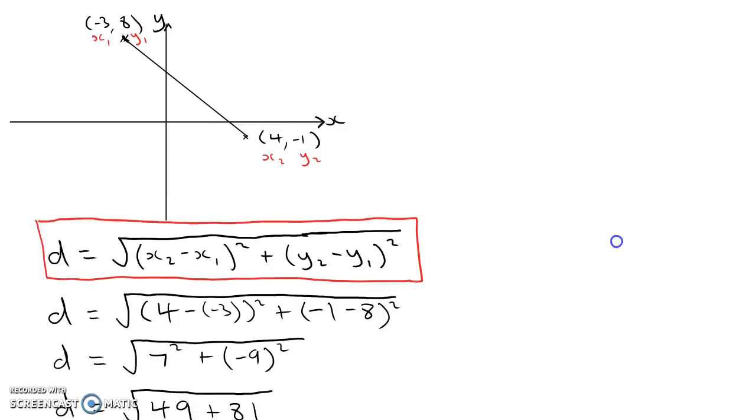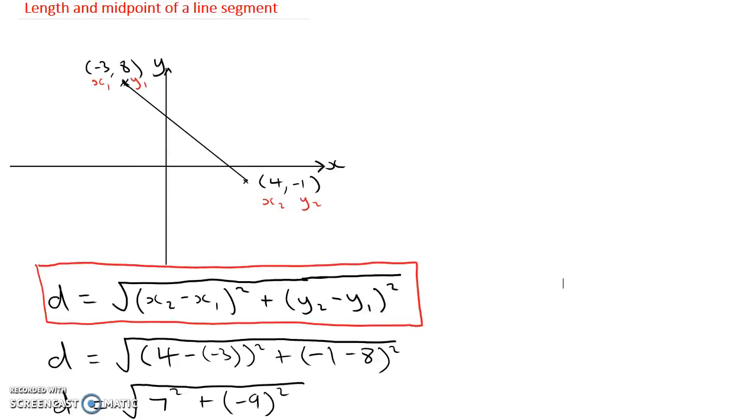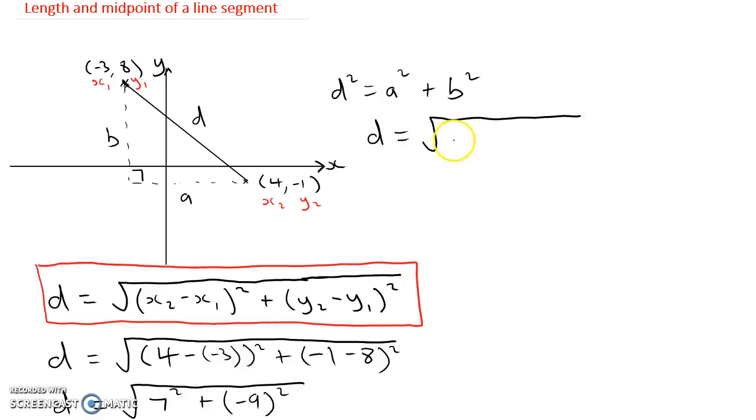Now this rule for finding the distance, it actually comes from Pythagoras. So if we were to draw a little dashed line down and across, we've created a right angled triangle. And let's call this hypotenuse D, we'll call this side A, and we'll call this side B. Now using Pythagoras, we know that A squared plus B squared equals D squared. And we can rearrange that to solve for D. D equals the square root of A squared plus B squared.